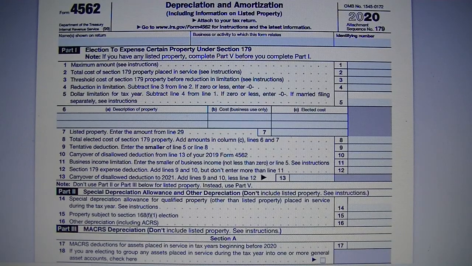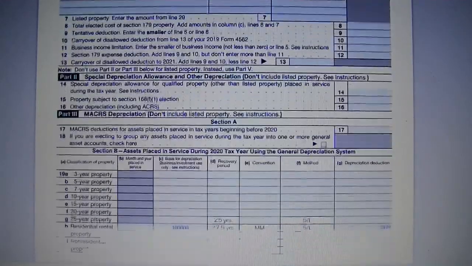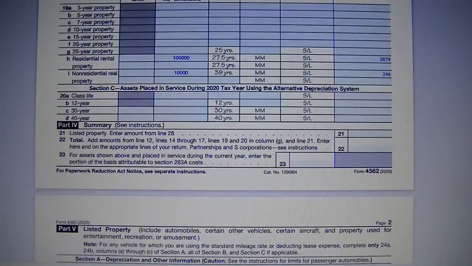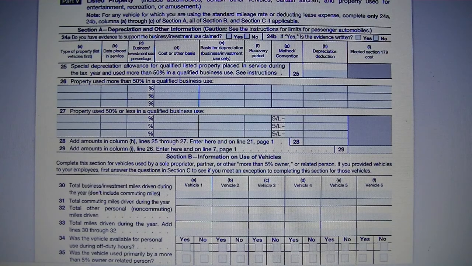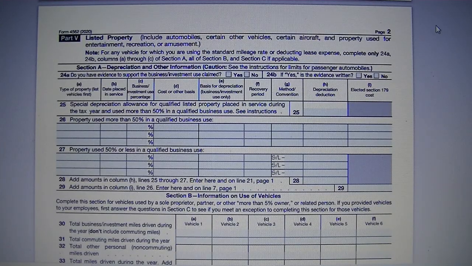Good morning. 2020 Form 4562, Depreciation and Amortization. Part 5, Listed Property. So the video is about how to complete Part 5, Listed Property.